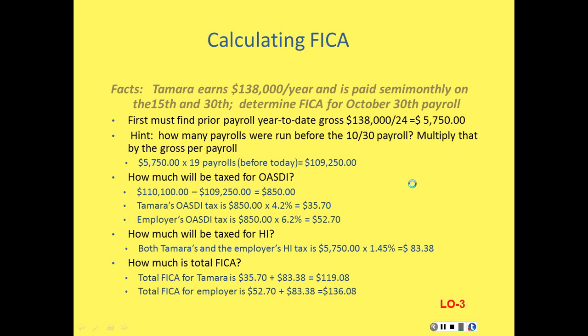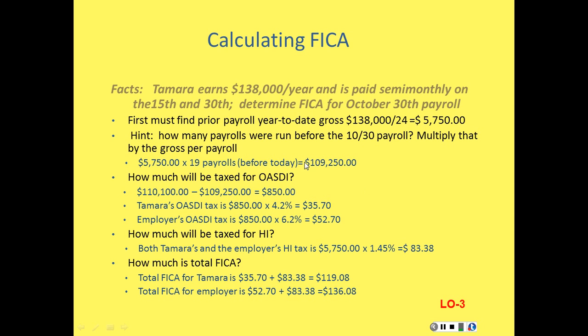How many payrolls have occurred prior to this October 30th, the second payroll in October? If we count on the calendar, we would discover there were 19 payrolls. So this particular employee, Tamara, had received her gross every semi-monthly paycheck all the way through the year, till she received the one for the first semi-monthly payment in October, also, to get her to 19.